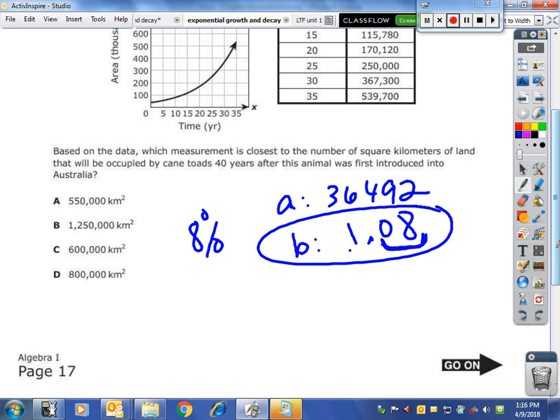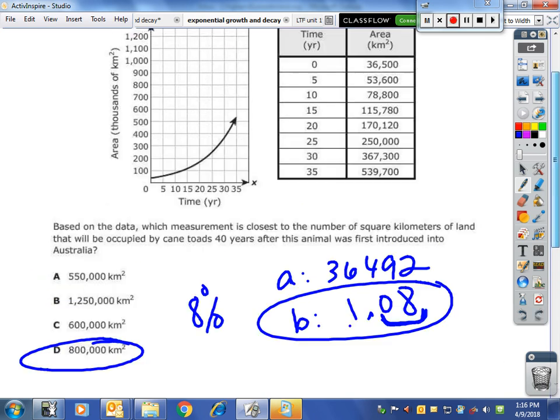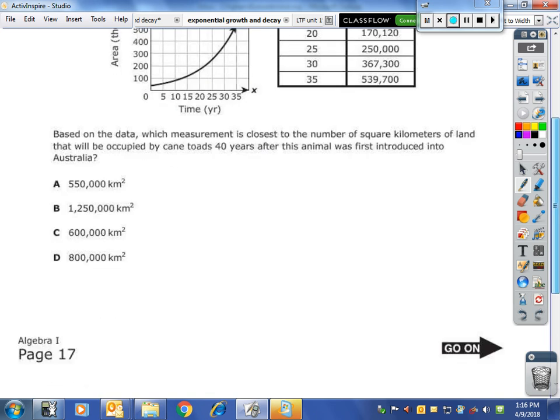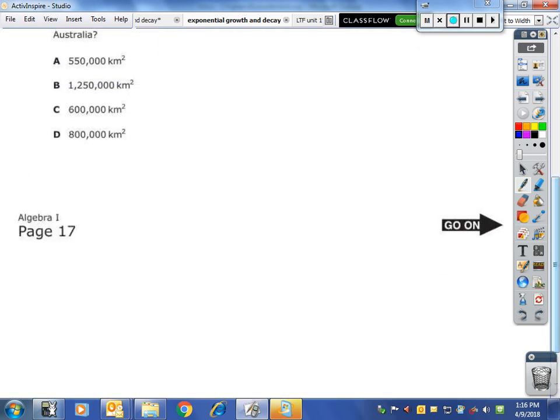792,000. Which one's closest to that? D. D was the answer. Some kids just said there's a much easier way: just continue the trend and look at 40 years. And yes, it's going to be close to 800. But I wanted you to see that you can actually find the equation and use it, even if it's not quadratic or not linear, if it's exponential.